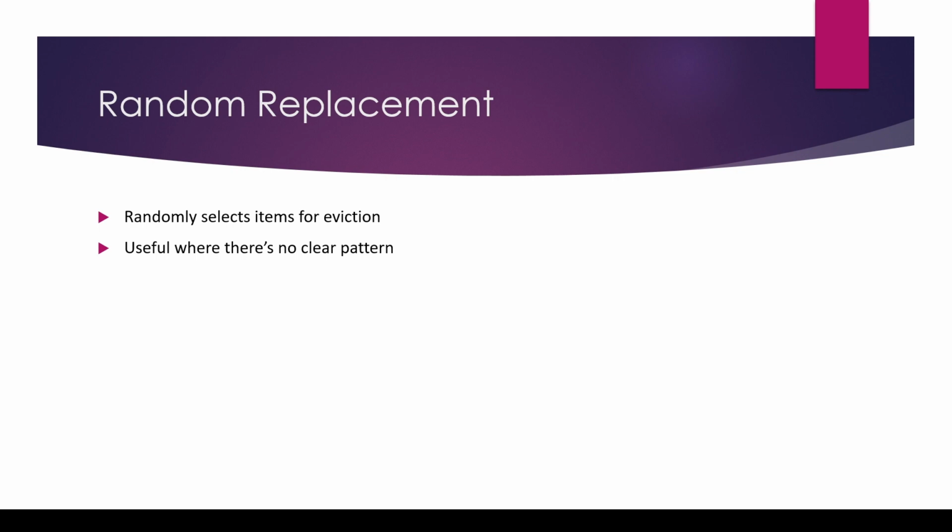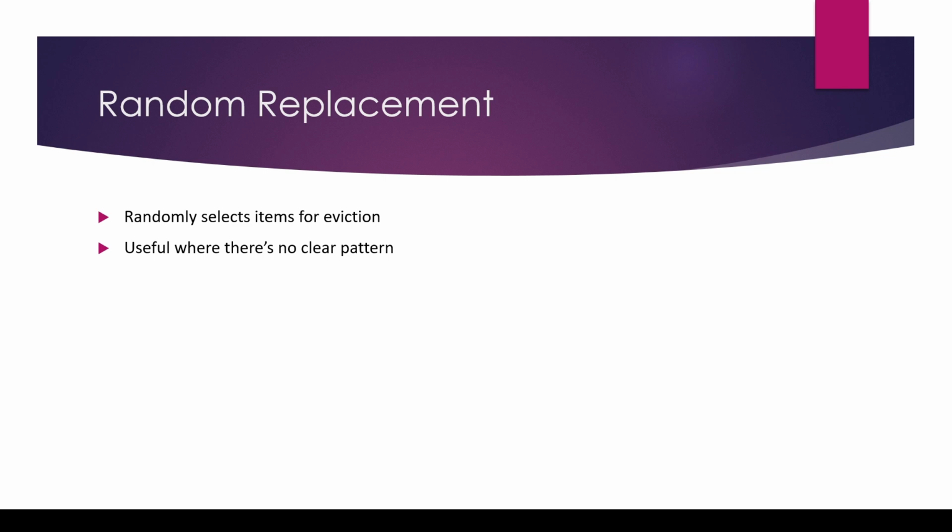So let's say we have a cache to store images. Whenever an image is accessed, we add that image to the cache. Now, suppose the cache is full and we have to add a new image to the cache. According to this policy, we will select any image randomly from the cache. We will remove that image to make room for the new image.